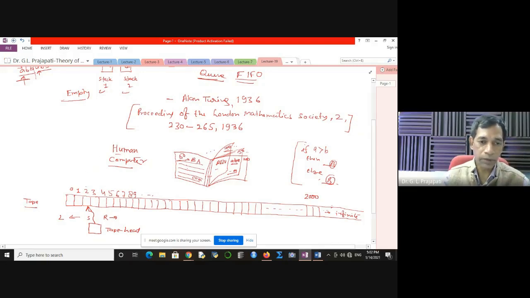The next restriction: first, we have considered a one-dimensional tape instead of a two-dimensional sheet of paper. Next, we can move the tape head only one position to the left or to the right, or we cannot move. Direct jump is not possible.